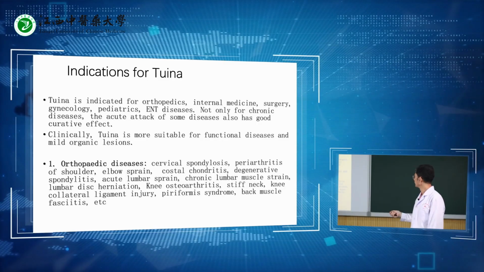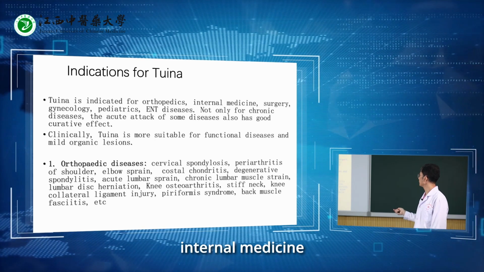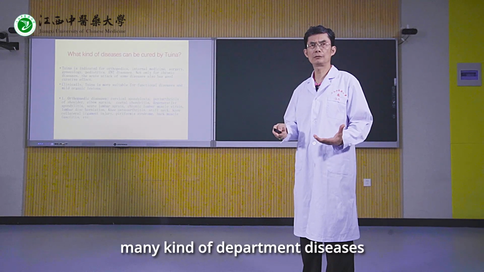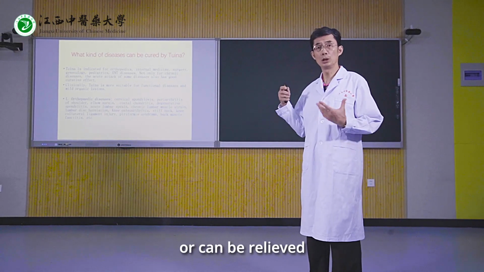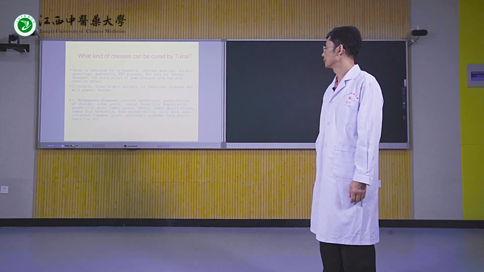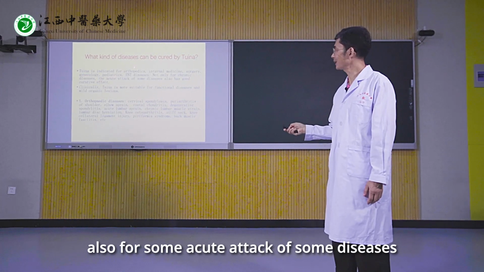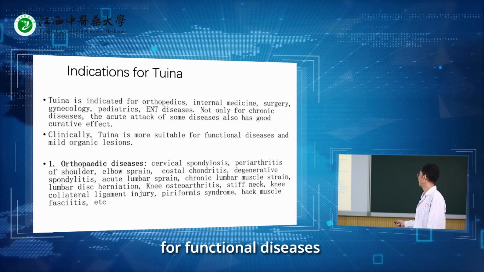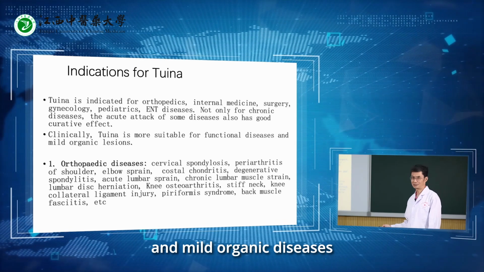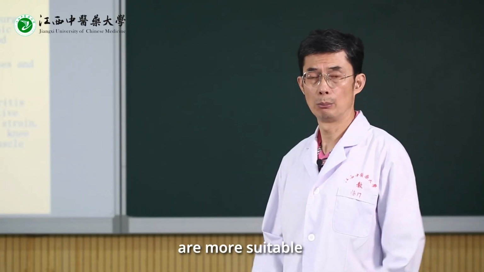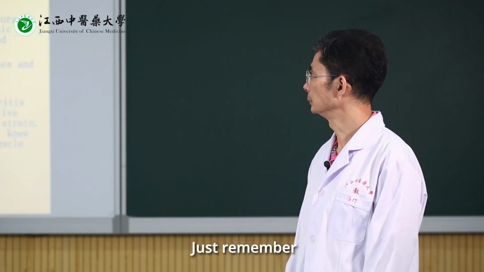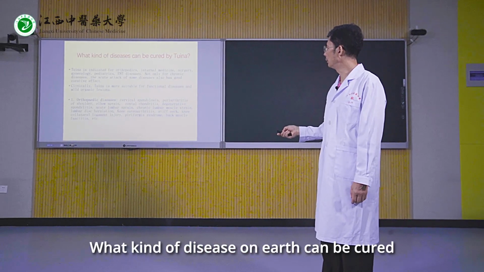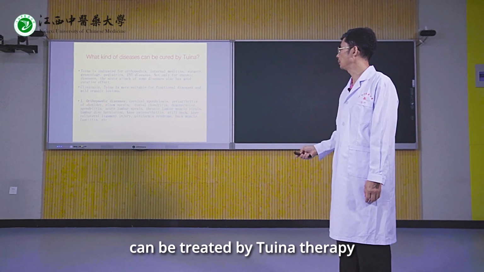So take a look. For example, orthopedics, internal medicine, surgery, gynecology, pediatrics, ENT diseases. Many kinds of department diseases can be cured, relieved, or alleviated by tuna therapy, not only chronic diseases but also some acute attacks. Clinically, tuna is more suitable, of course, for functional diseases and mild organic lesions. Just remember, it is more suitable for functional diseases, but mild organic lesions can also be treated. So what kind of disease on earth can be treated by tuna therapy?